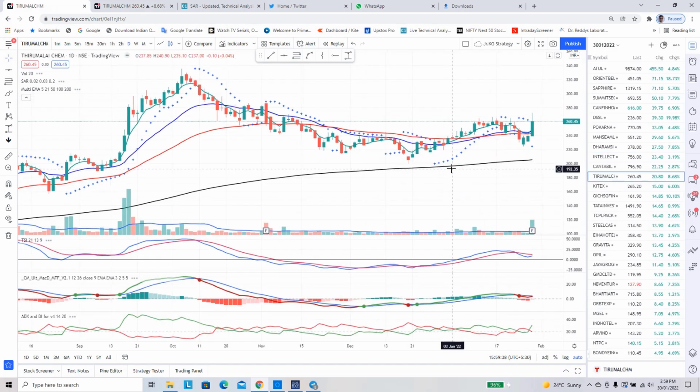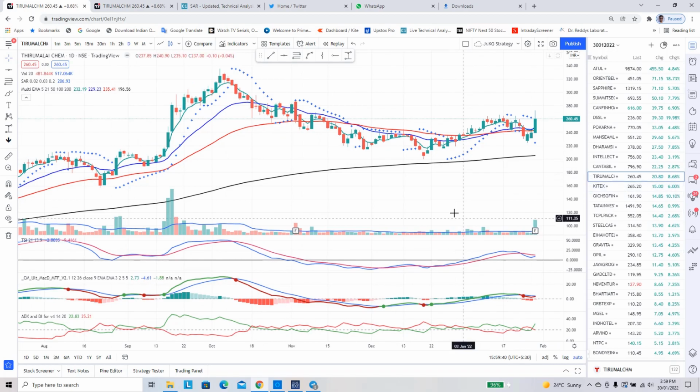See this Tirumalai, very fantastic movement with the buy signal, and the stock has given a very nice consolidation here, formed the base, and now the stock is ready to move. So any price close above this 266 can give a very good movement and very good risk to reward in case of a long position, and your drawdown is very minimal.